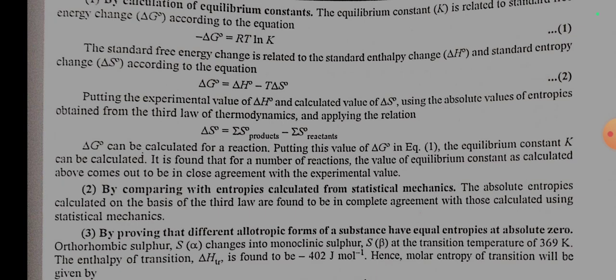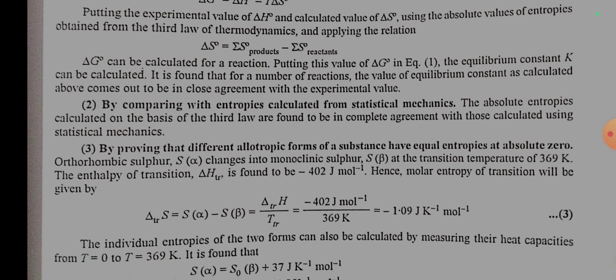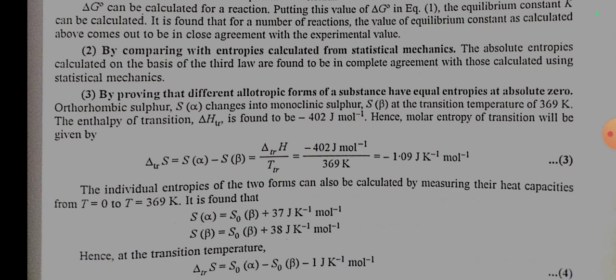Putting the experimental values of delta H naught and calculated values of delta S naught, using the absolute values of entropies obtained from the third law of thermodynamics and applying the relation delta S naught equals S products minus S reactants, delta G naught can be calculated. Putting this value of delta G naught in equation 1, the equilibrium constant can be calculated. It is found that for a number of reactions, the values of equilibrium constant as calculated above come out to be in close agreement with the experimental values.